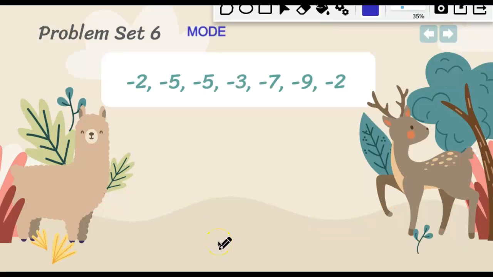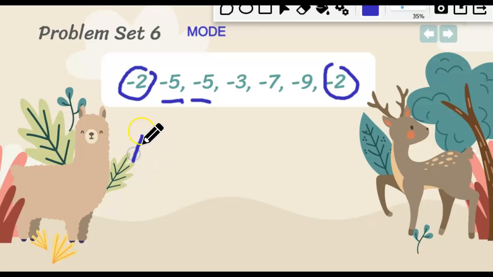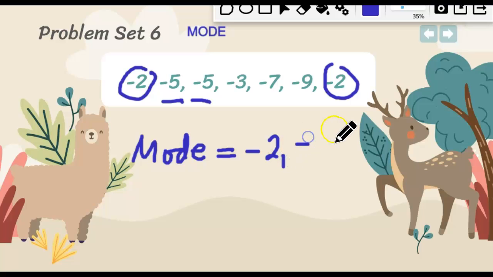So in this set of data, we're still going to find a mode. So -2, 5, -5, -5, -5, -3, -7, -9. Alright, it looks like we have more than one mode. I have -2 over here, and I have -2 over here, and then I also have -5 and -5, and nothing else. But -2 and -5 appear at the same frequency. So we could say our mode is -2 and -5.